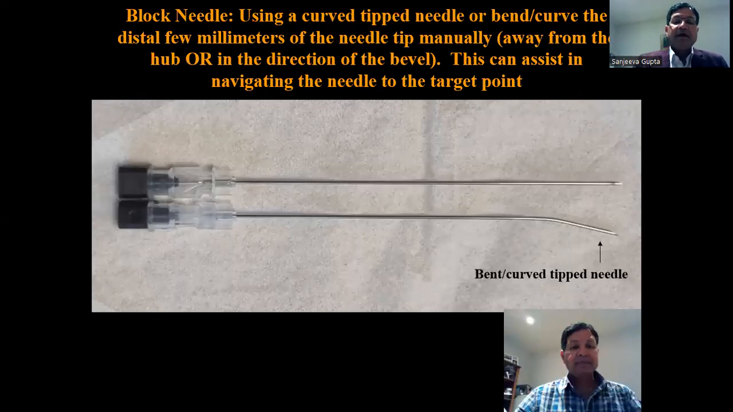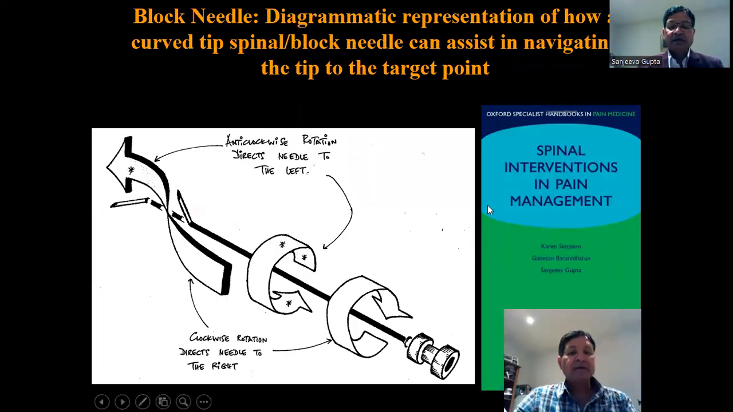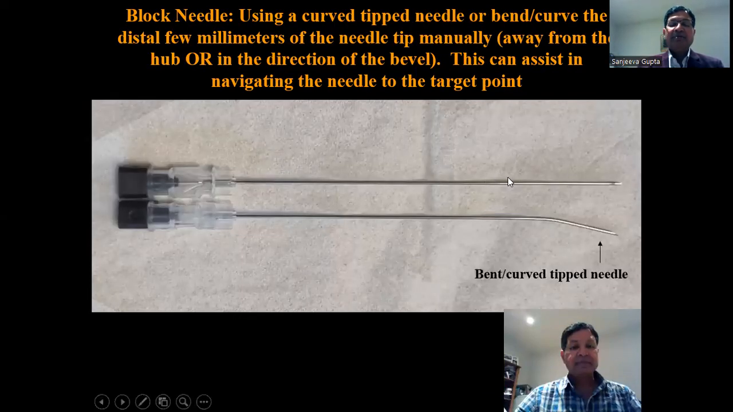A block needle. When I started off as a pain specialist over 23 years ago, I used a straight needle, as shown here. But 3 or 4 years down the line, I learned about the bent needle technique. Since I started using the bent tip needle technique, I have difficulty doing the procedure using a straight needle, because it's so easy to navigate. So use a curved tip needle, or you can manually bend the distal few millimeters of the tip of the needle. I always bend it away from the hub, in the direction of the bevel.